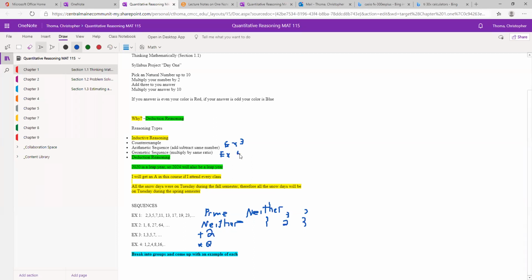Because 1 times 2 is 2. 2 times 2 is 4. 4 times 2 is 8. 8 times 2 is 16. 16 times 2 is 32. Nice. And I see Tanner got the right answer as well. Good job.